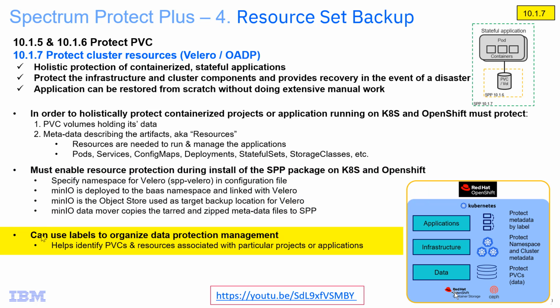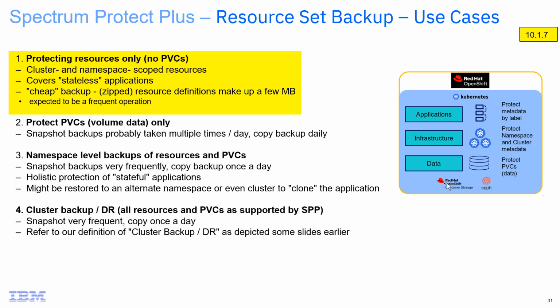I'll also talk about how you can use labels to organize the data protection management. So if you do have multiple applications running inside of a single namespace, if you have labeled all of those applications appropriately, as well as the resources, you could protect by a label instead of by a namespace. I do have a video out there that shows the protection and the restore, so be sure to check that out. So some of the use cases that are now available is you could just protect the resources. And this would be a very cheap backup because when you protect the resources, they're very small zipped and tarred files that are created.